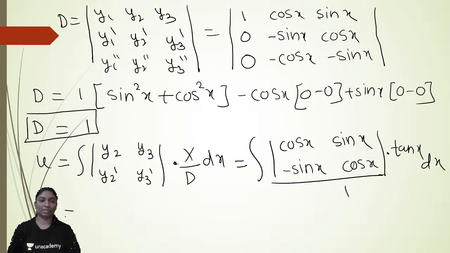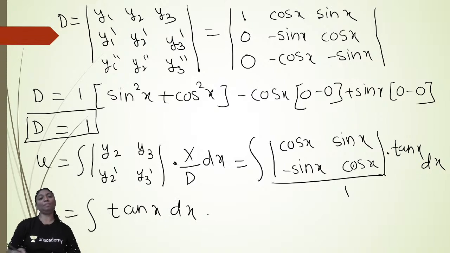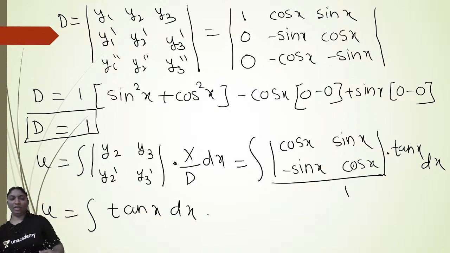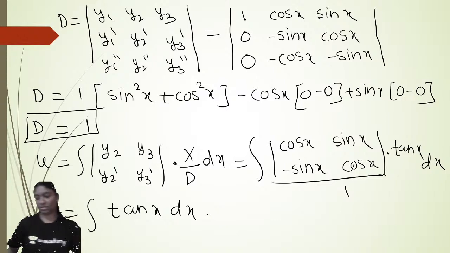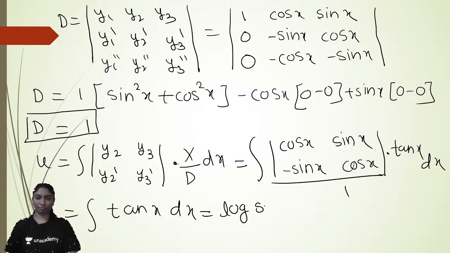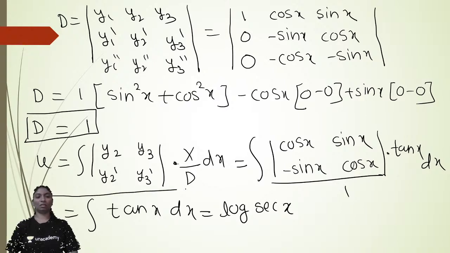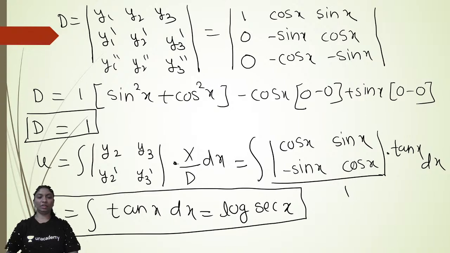Okay. So u is equal to integration of, calculate the determinant of this, cos square x minus of minus, it means plus sin square x. So your determinant becomes 1. So it is only tan x dx. I hope it is simple to understand here. Integration of tan x is log of, you will get sec x. Okay. So here u is equal to log sec x.